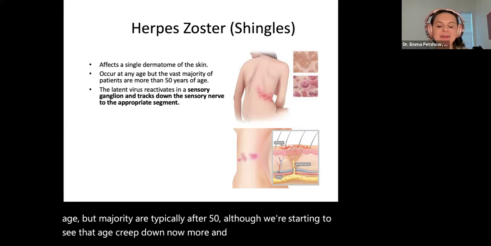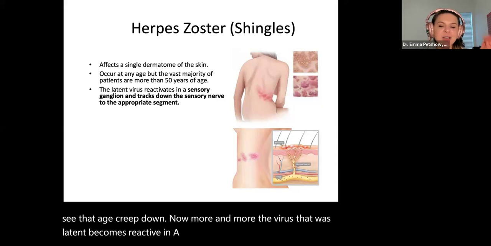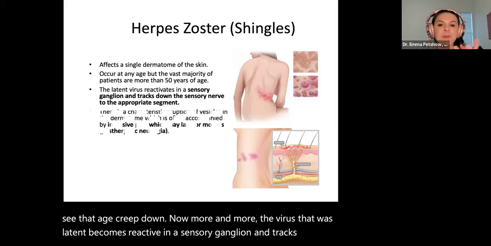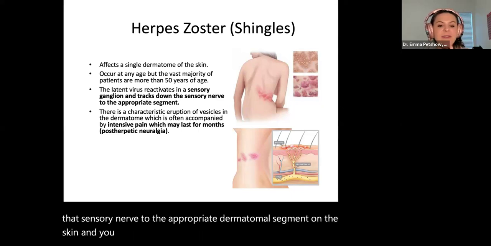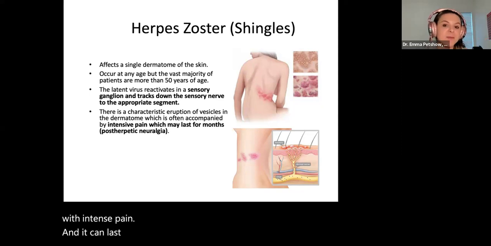The virus that was latent becomes reactive in a sensory ganglion and tracks down that sensory nerve to the appropriate dermatomal segment on the skin. And you'll have a classic eruption of vesicles in the dermatome with intense pain, and it can last even months after the rash subsides, and that's post-herpetic neuralgia.